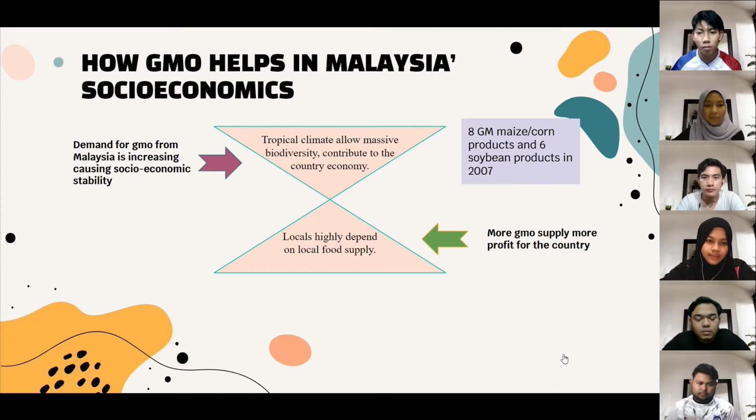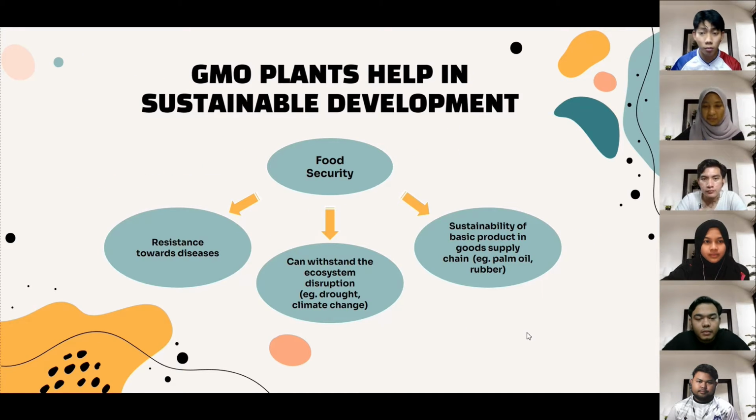The second one is that locals highly depend on the local food supply, which means Malaysian people depend very highly on the local food supply. So that's why Malaysia needs to produce more GMO so that Malaysian people can have a lot of resources. With more GMO supply, it can give more profit to the country. And next, GMO plants have sustainable development, which means they can be food security for our country, for Malaysia.